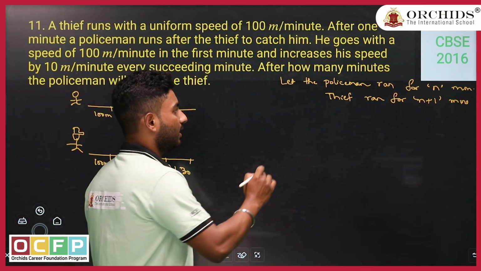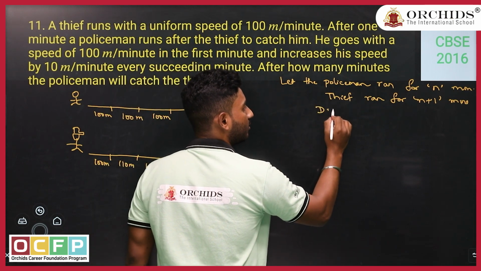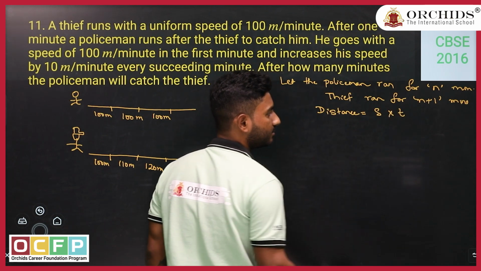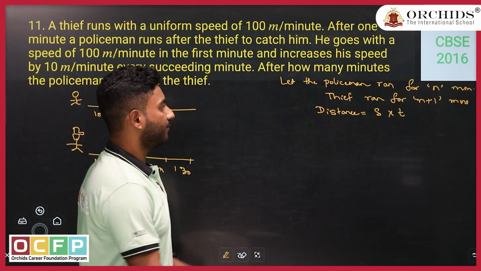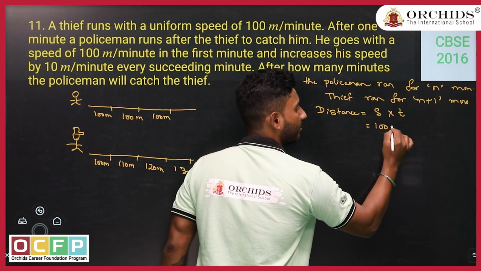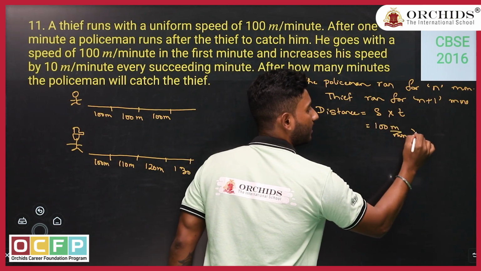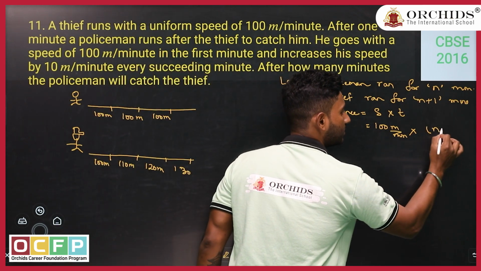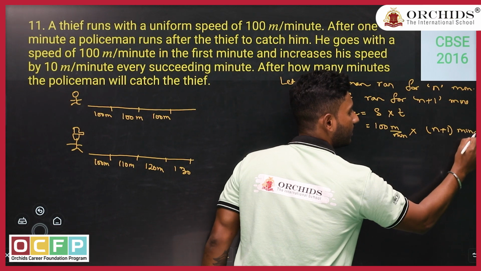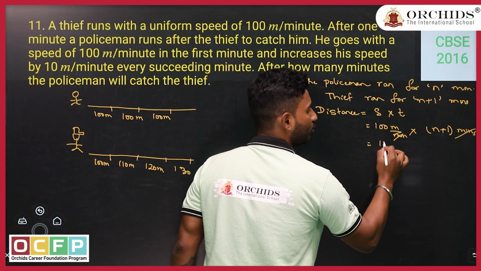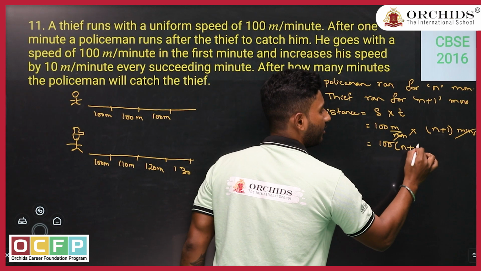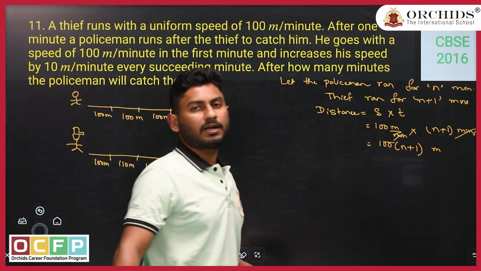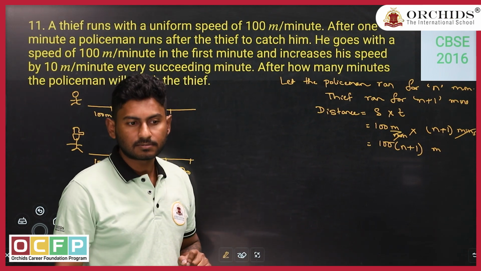How to find? From childhood we have seen this particular formula. Distance is equal to speed into time. What is the speed of the thief? 100 meter per minute. What is the time he travelled? n plus 1 minutes. Minutes and minutes get cancelled. So he ran for 100 into n plus 1 meters. So this much distance the thief has travelled.